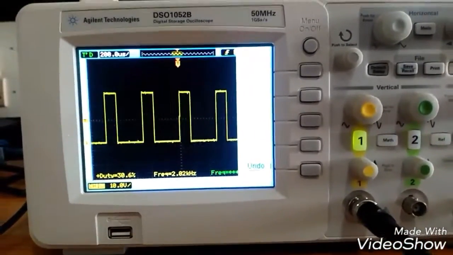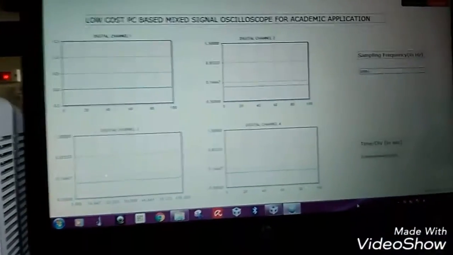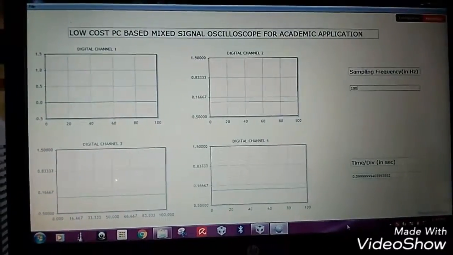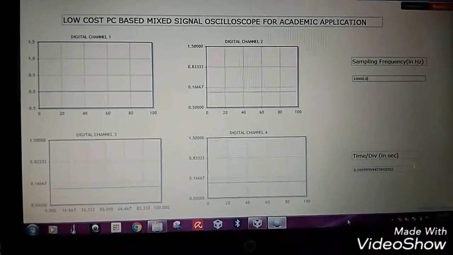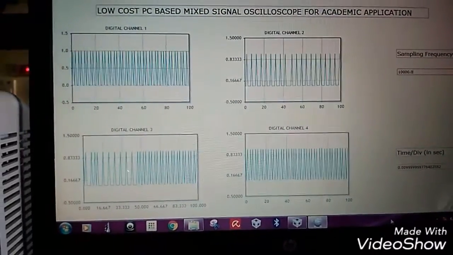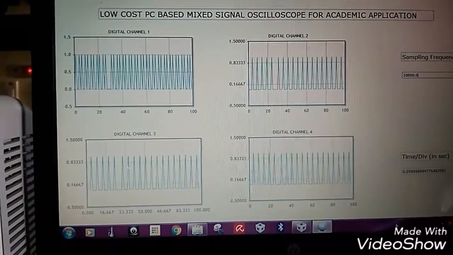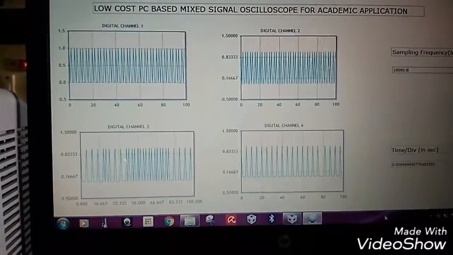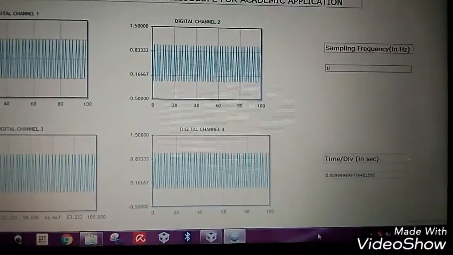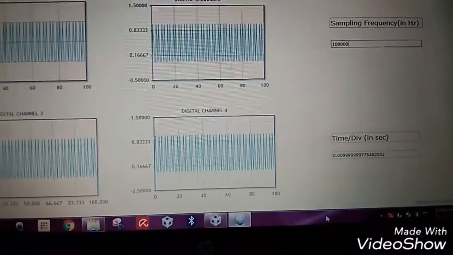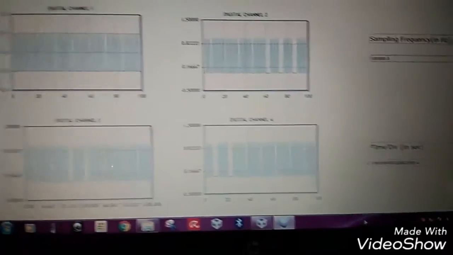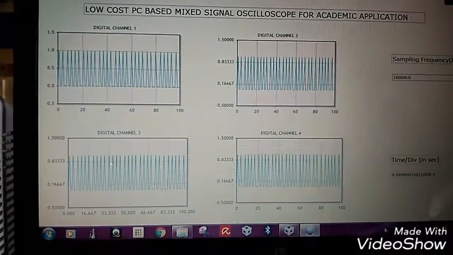Now the duty cycle is changed to 0.3, and the waveform is verified in the standalone GUI by varying the sampling frequencies. Initially, the sampling frequency is kept as 10 kHz, and the waveform is verified. And now the sampling frequency has changed to 100 kHz, and again the waveform has been verified.